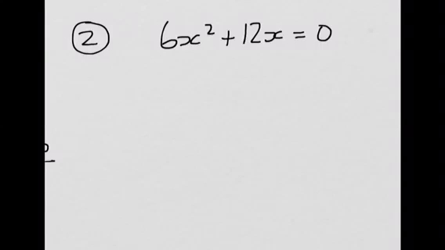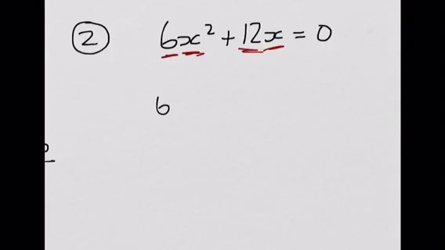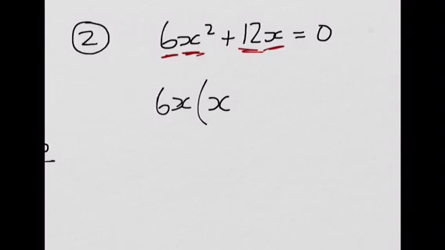Say we have an equation like this, 6x squared plus 12x equals 0. Well, there's a factor of 6 here and a factor of 6 here. And there's the x here and the x here, so in total there's a factor of 6x. We can take that whole thing out, stick it at the front, 6x, and then take 6x out of x squared, you're left with x, and take 6x out of 12, you're left with 2.